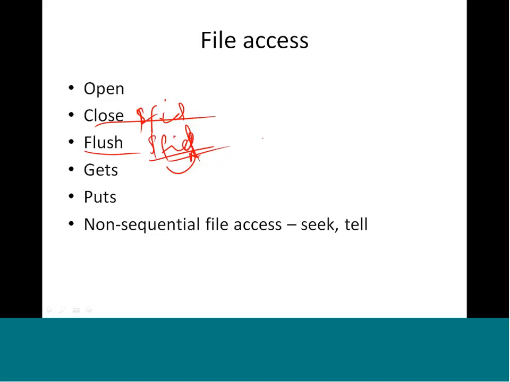Now we have two other commands to get information from the file or put something into the file. These are just gets and puts. The gets command, given the file ID and the variable, reads line by line into that variable. The puts command puts whatever is specified in the line into the file.